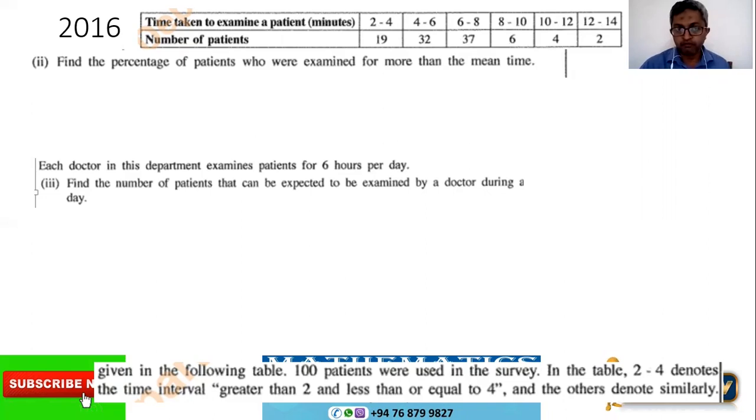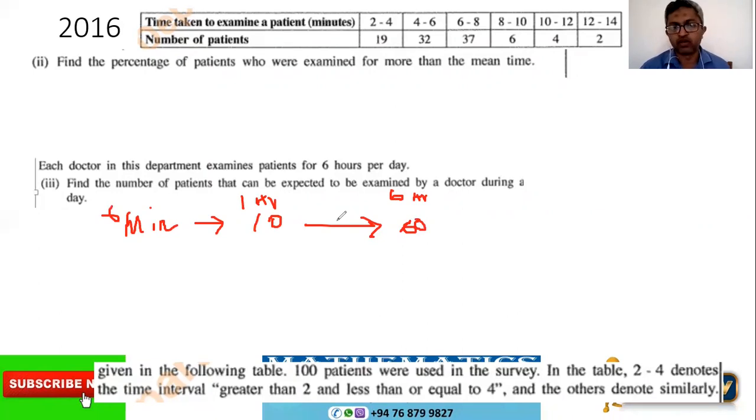Now we have found the mean, that means the average time, and we shall use that. For 6 minutes, one patient. That means in 1 hour, 60 minutes, you can see 10 patients. So if he works 6 hours, he will be able to examine 60 patients during a day of work. So the answer is 60 patients.